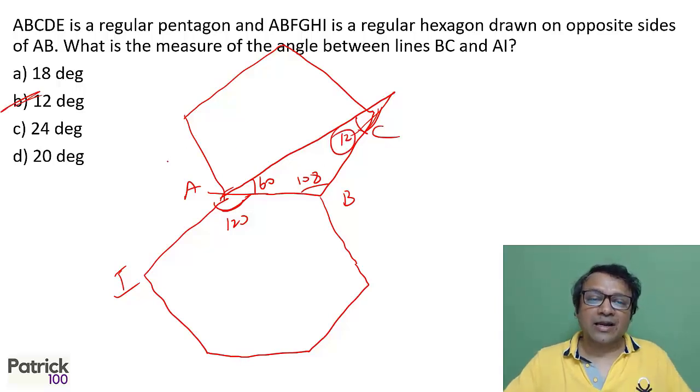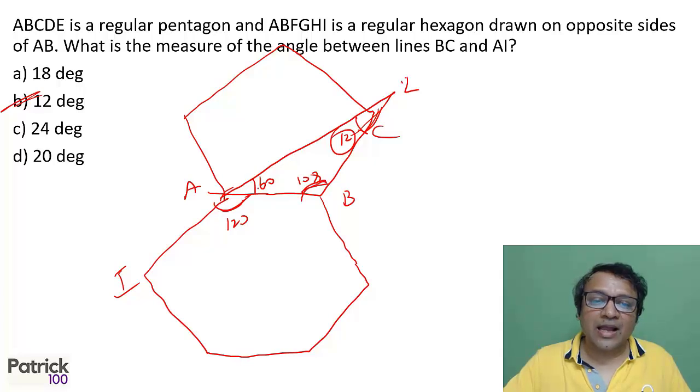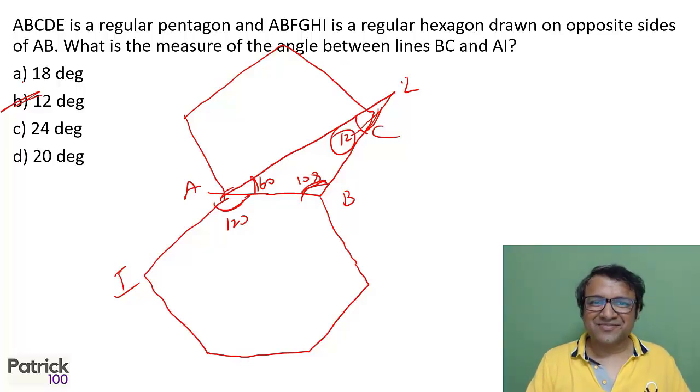B option, because it is a triangle, right? AI and BC, let's say they meet at point L. So ABL is a triangle. Angle B is 108, angle A is 60. So the angle at L will be the remaining part, which will be 12 degrees. B option, that's the answer.